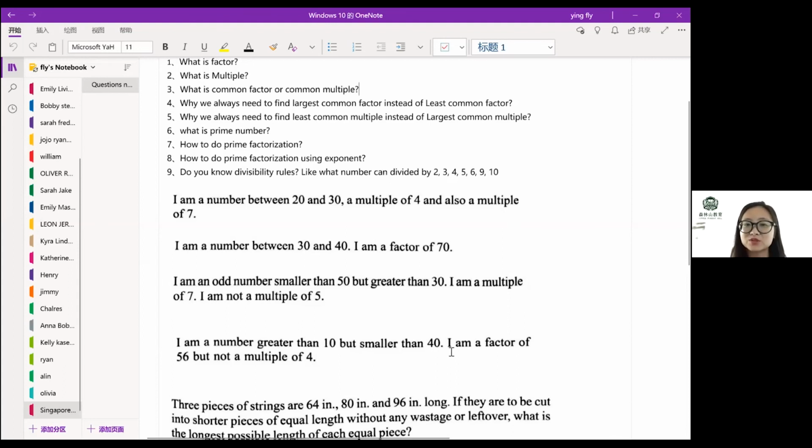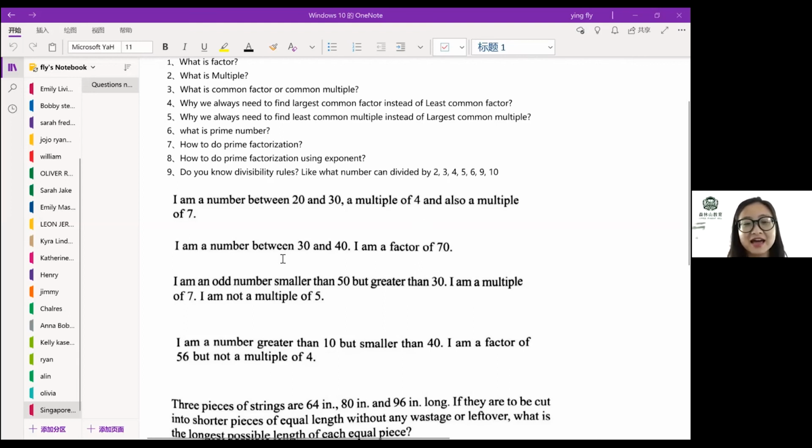I'm a number between 20 and 30. I'm a multiple of 4. Try it for me. If you know the answer, try it for me. Lucas, you raised your hand. Can you try it for me? Wow, there are so many students giving the answer. All correct. It's 28. Yeah, there are so many students giving me the right answer. Perfect. Thank you, Tan. Jacob, Melinda, very good.